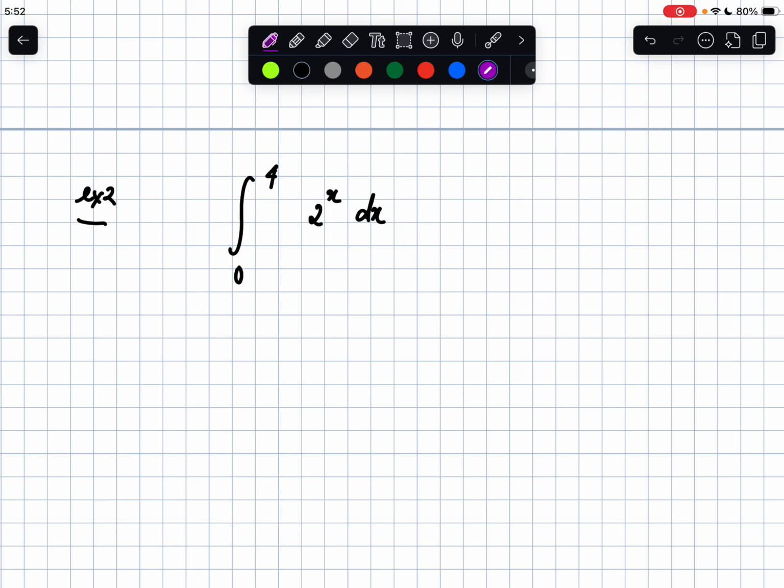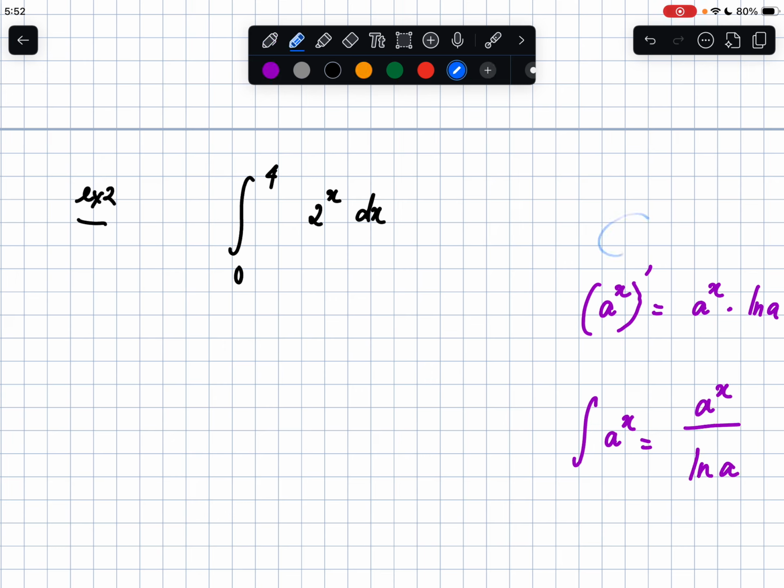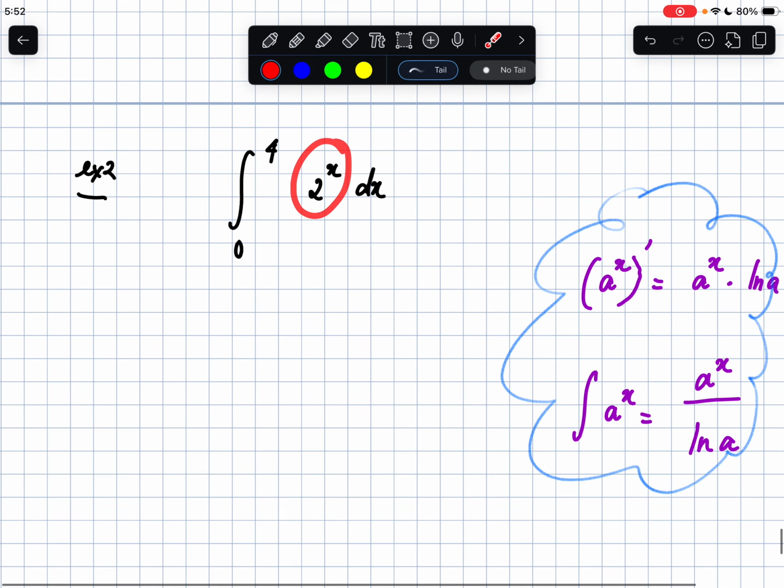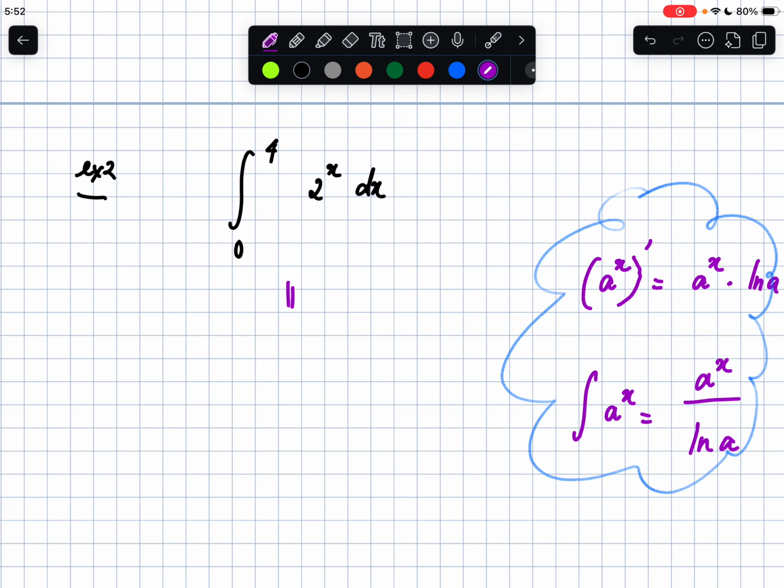Recall that, say, a to the x prime is a to the x multiplied by ln a. So the antiderivative of a to the x is a to the x over ln a. That is what we use now. The antiderivative of 2 to the x is 2 to the x divided by ln 2. And with that, you plug in x from 0 to 4.